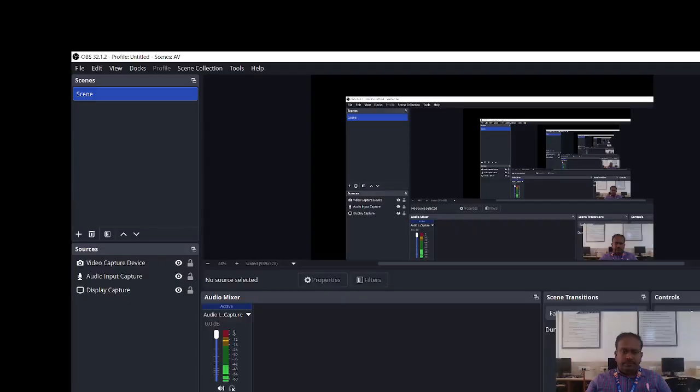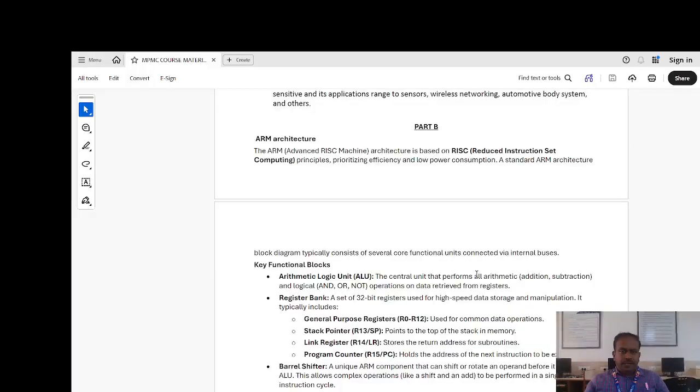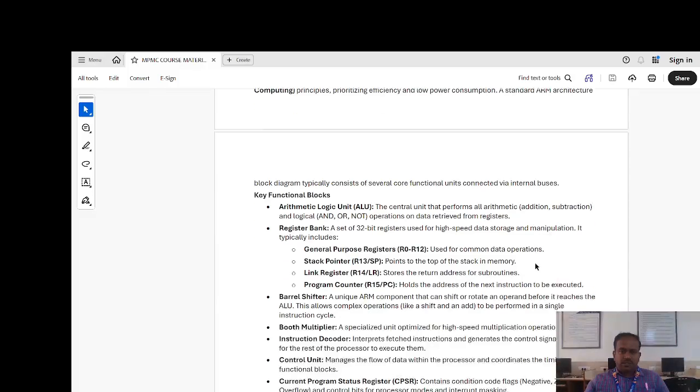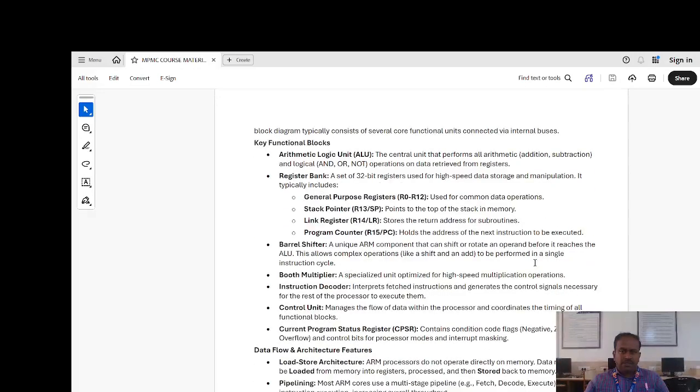Hello everyone. Today we are discussing the ARM architecture. ARM expands to Advanced RISC Machine. Its architecture is based on RISC, that is, reduced instruction set computing. Its principles prioritize efficiency and low power consumption. A standard ARM architecture block diagram consists of several core functional units connected via internal buses.